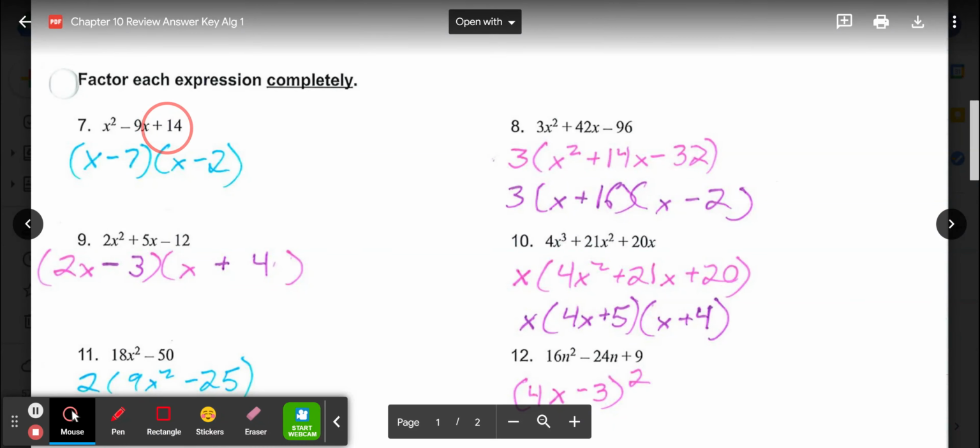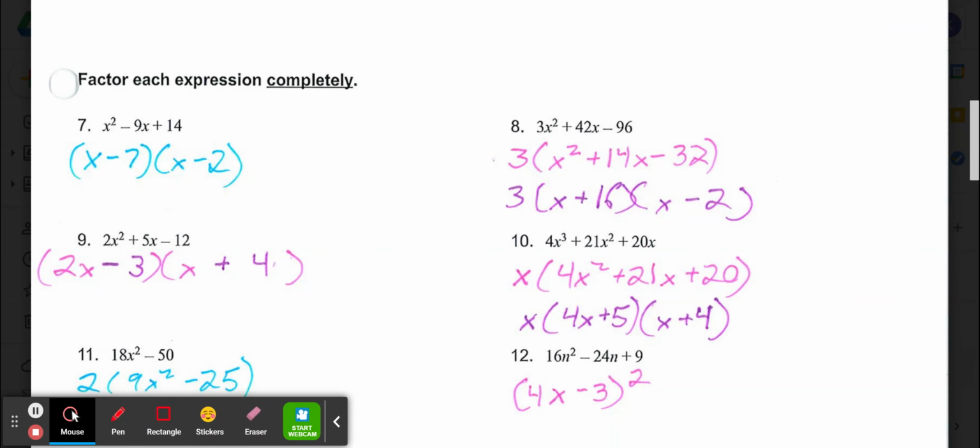So what we want to think about are two numbers that multiplied equal a positive 14, but added equal a negative 9. So a negative 7 times a negative 2 is positive 14. Negative 7 plus negative 2 is negative 9. So I'd have x minus 7 in parentheses times x minus 2, and that is now factored. If you want to check if you factored correctly, we could FOIL your answer, and it should come back to be the original.